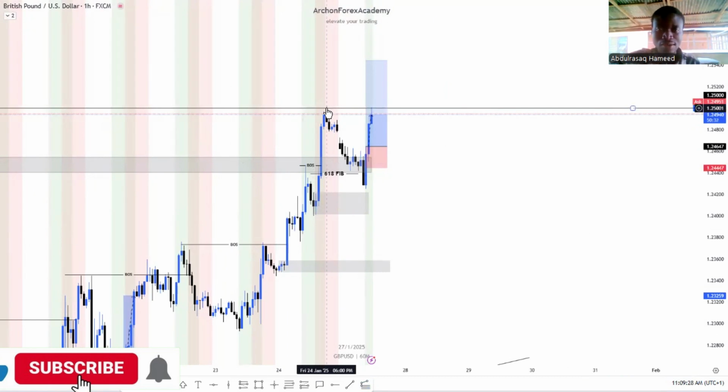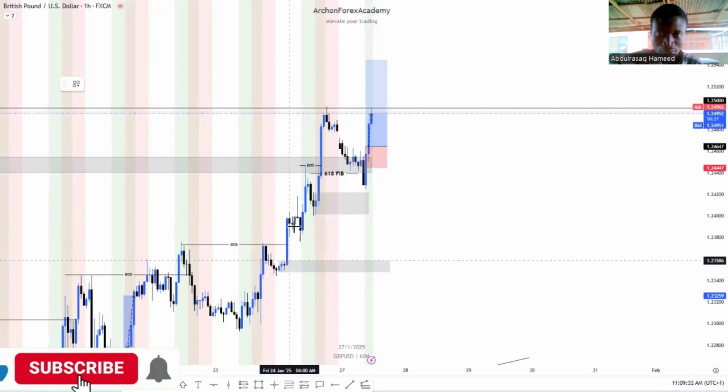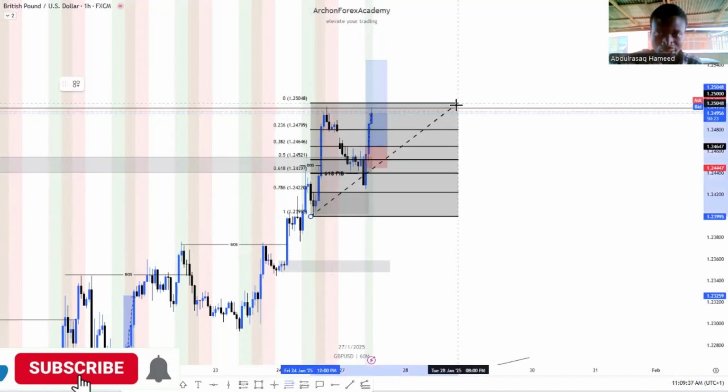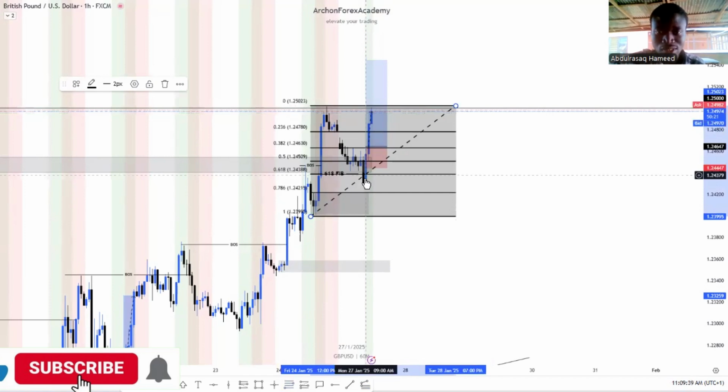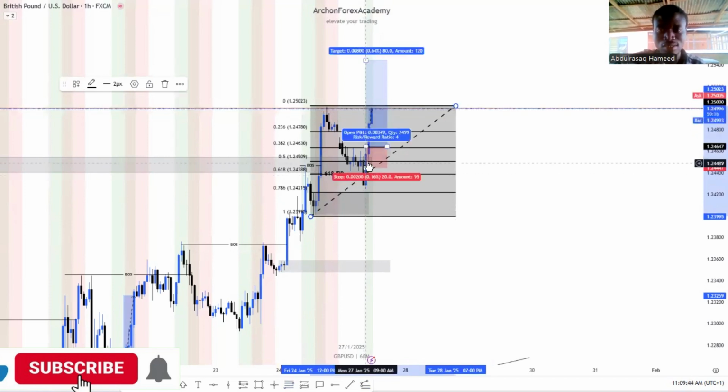You see, we have this high here presently. So then what I will do is just to mark my level from this low to this high and wait for my trade at this 618 level. It's as simple as that. That's the same process I use. This is the same strategy I use in catching this trade.